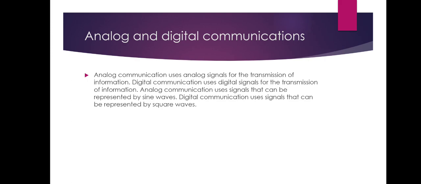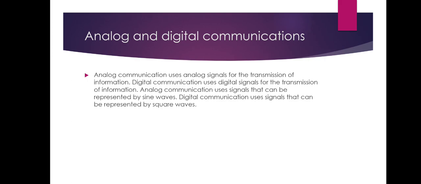Analog communication uses analog signals for the transmission of information. Digital communication uses digital signals for the transmission of information. So digital uses digital signals to transmit information, and analog signals are used to transfer information in analog communication.